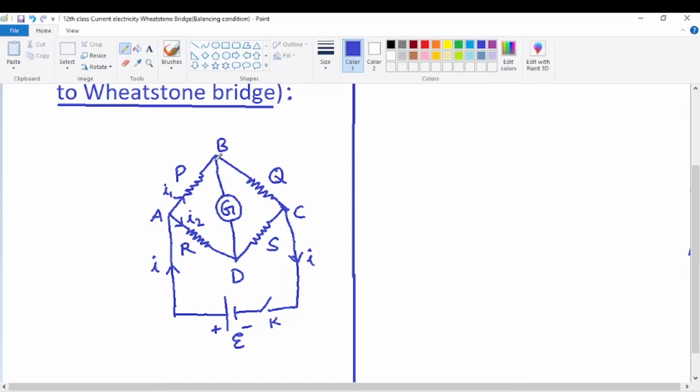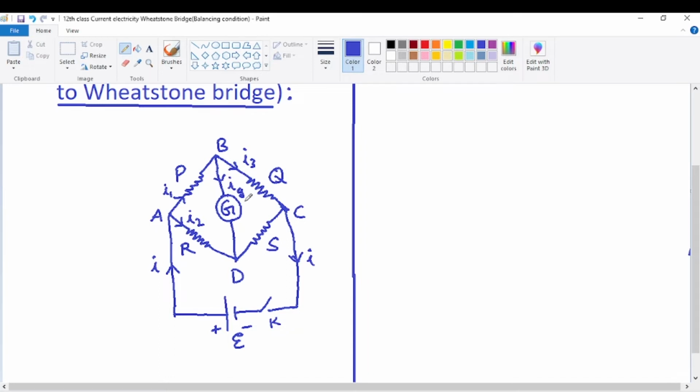Now I1, once it reaches B, again divides or branches off into two parts. One part flows through the resistor Q. I1 and I2 are already done, so this is denoted as I3. And the current through the galvanometer is a very important current. It is known as IG.